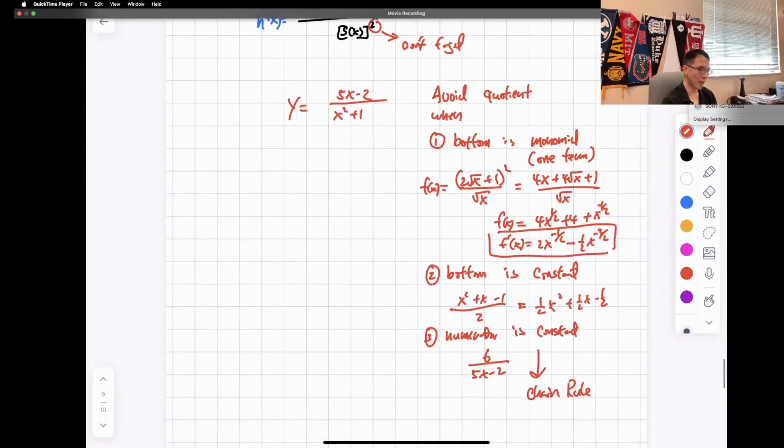So is this one of the criteria? No, because the bottom is a binomial and the top is a binomial. There's nothing I can do except quotient rule. So we're gonna do quotient rule. Have you guys done the quotient rule yet?